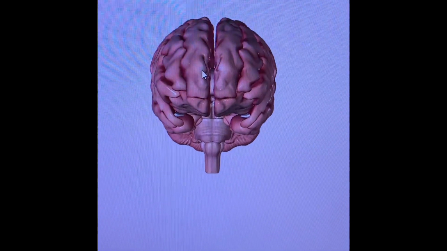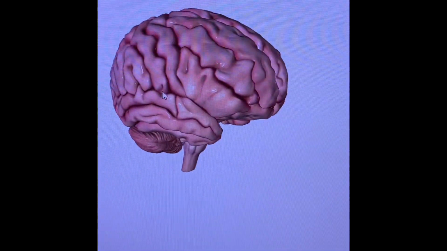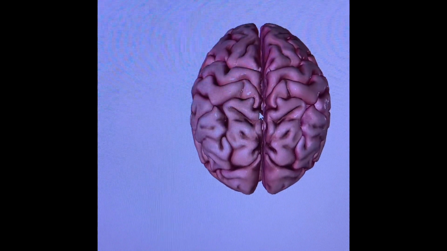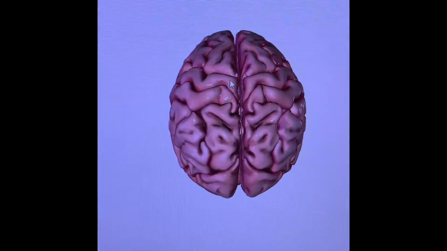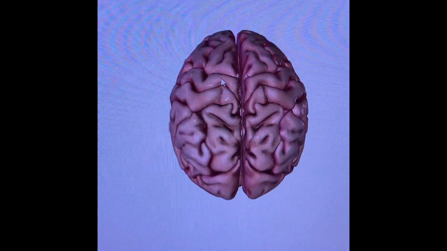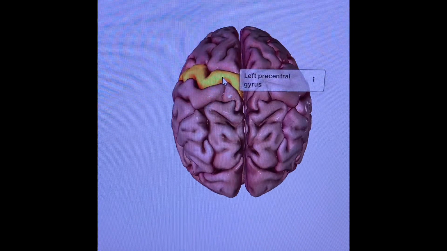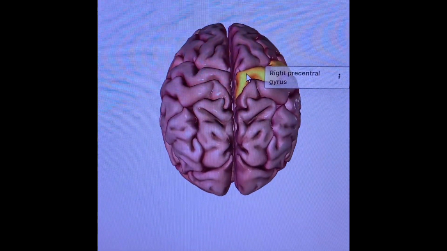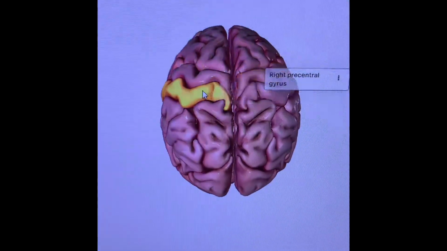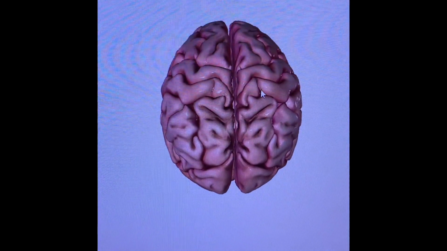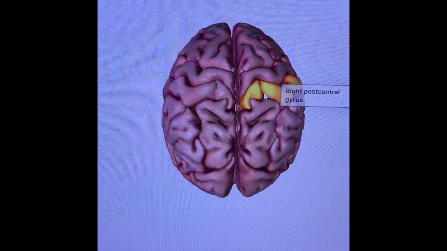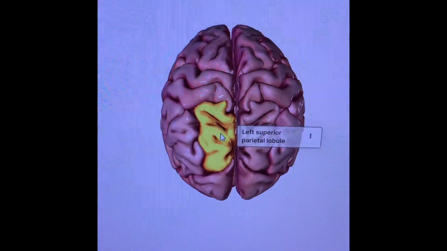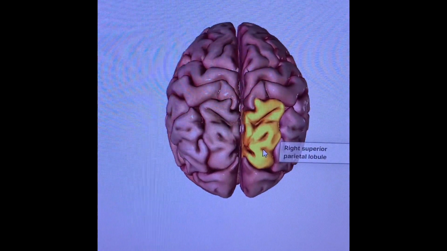Next, we're going to go over the parietal lobes. The parietal lobes consist of a right side and left side precentral gyrus. So you have a right side and a left side. Then you have the right side and the left side postcentral gyrus. Then you have the superior parietal, the left side and the right side.